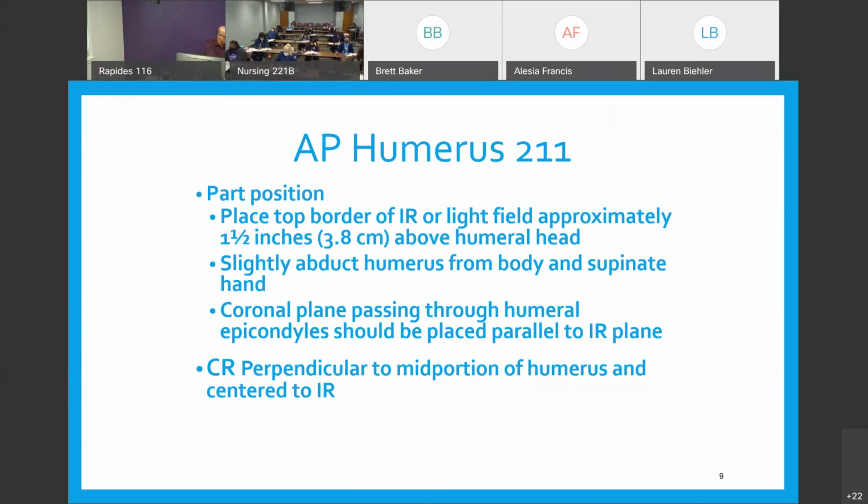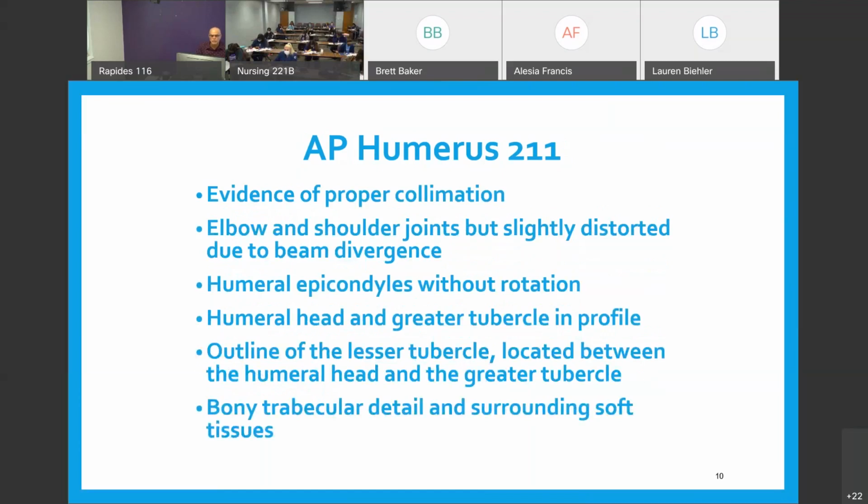Okay, if you have to turn the patient a little bit away from it, towards it, whatever it takes, as long as you keep the epicondyles parallel, you're getting an AP humerus. Mid shaft makes sense, right? Long bone, mid shaft, middle of the humerus for your central ray. Any questions? Next slide.